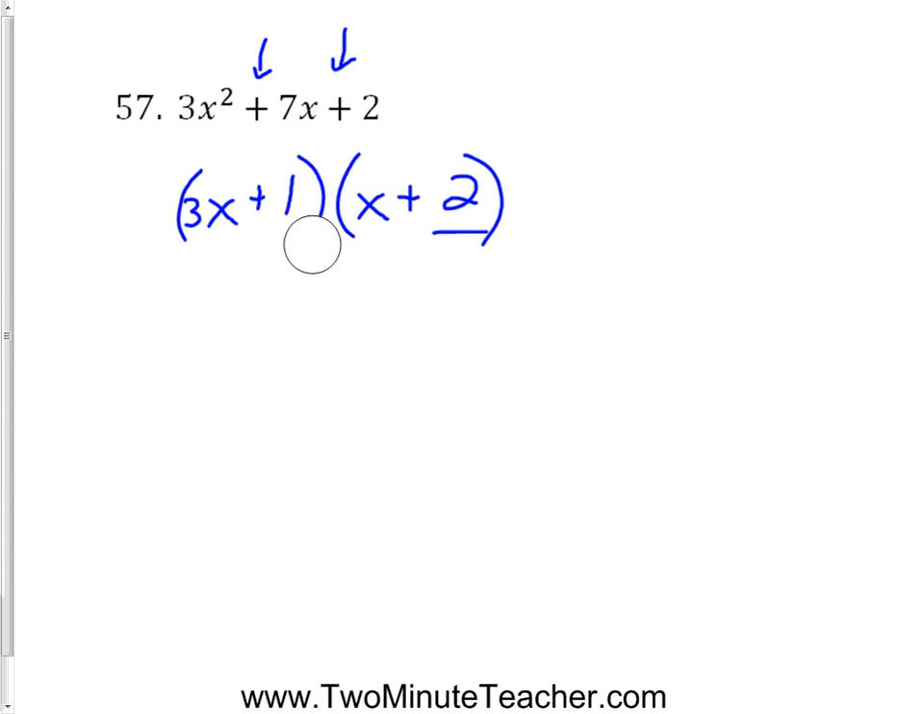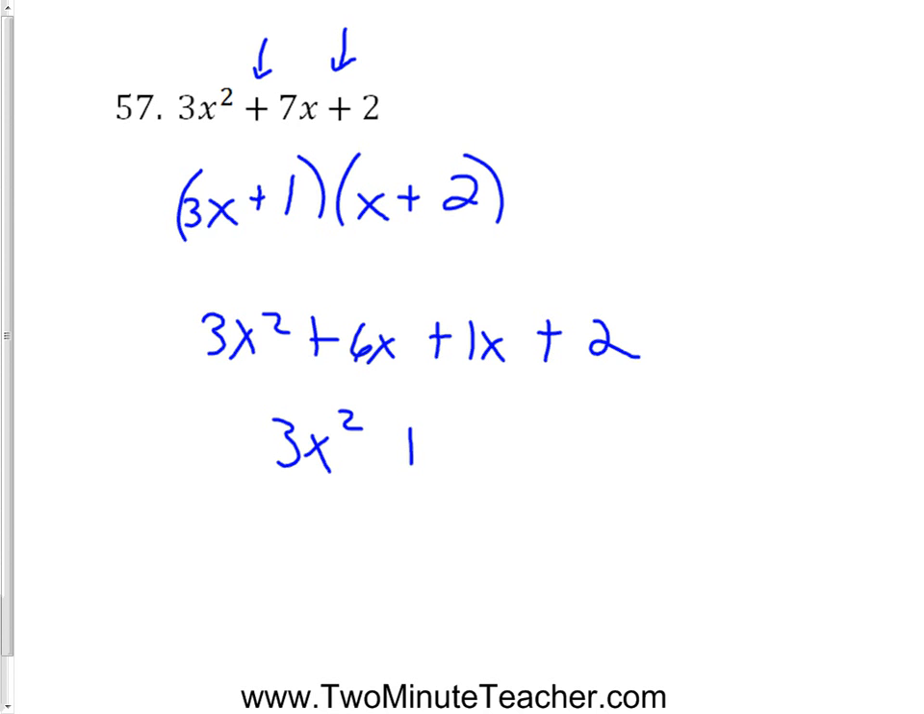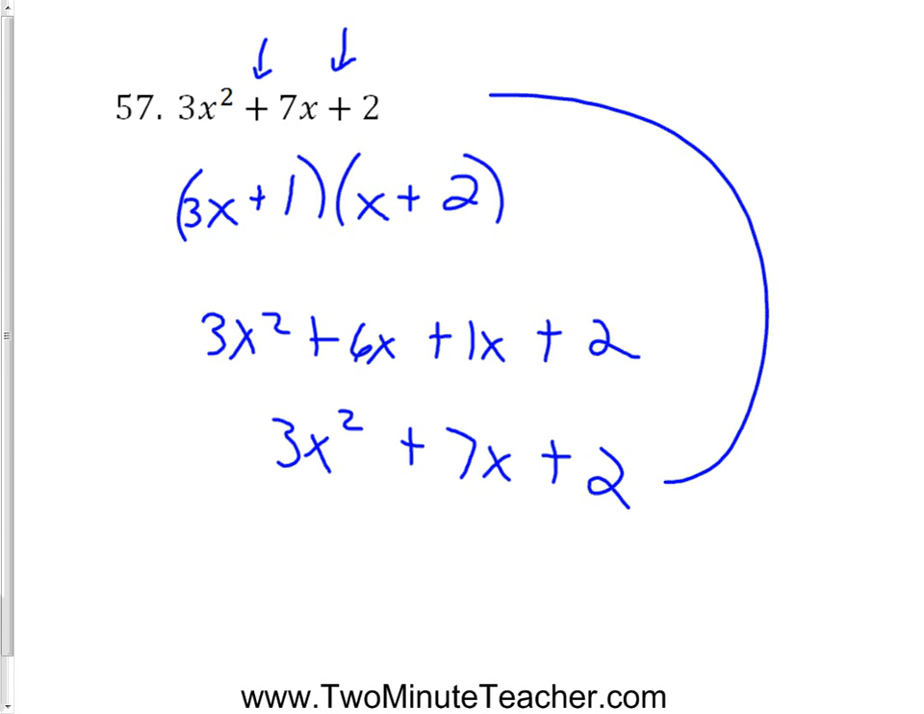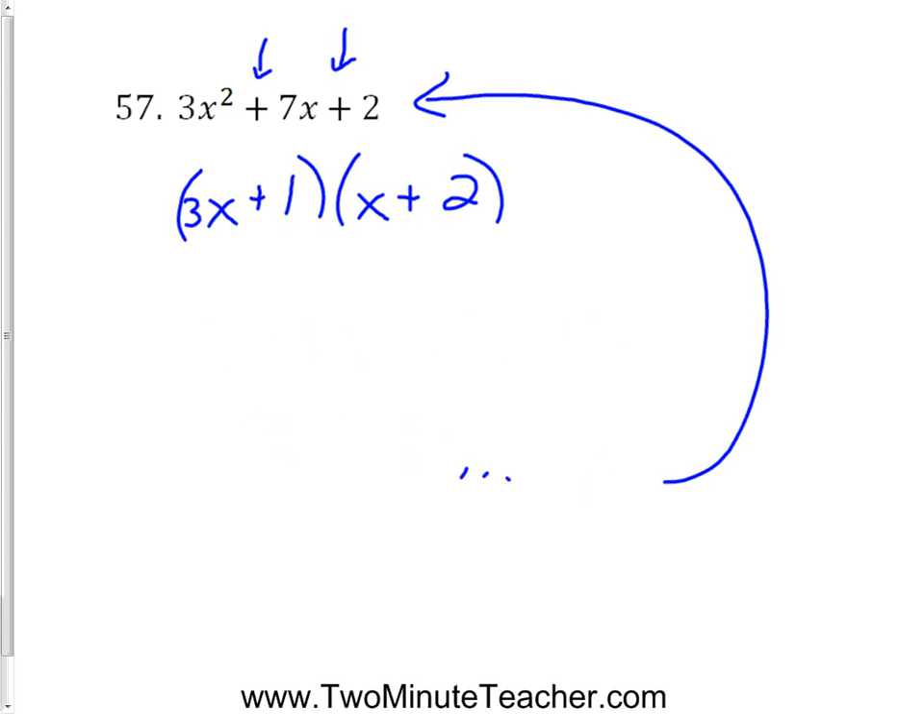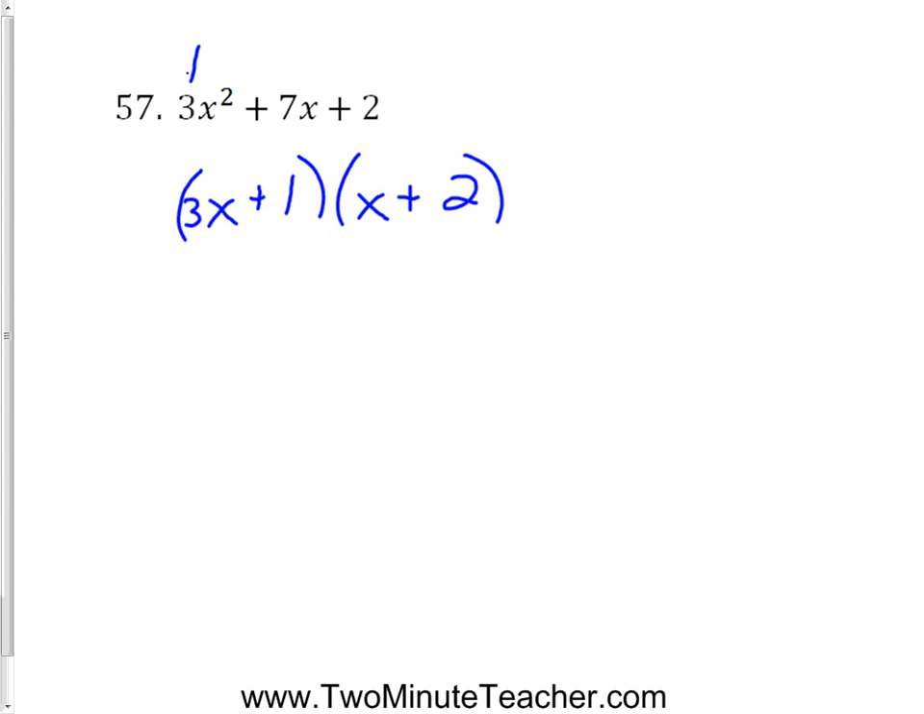And I can double check to make sure I'm right by doing the first, outside, inside, last. First, 3x squared. Outside, plus 6x. Inside, plus 1x. And last, plus 2. And that gives me 3x squared plus 7x plus 2. And is that what I had in the first place? Yes, it is. Okay, so that's factoring when your lead coefficient, the number in the front, is not just a 1. In other words, you've got something x squared, not just plain 1x squared. All right? And again, this is the kind where it's just a prime number in front. So these still aren't the hardest kind of factoring.